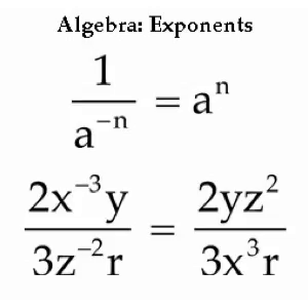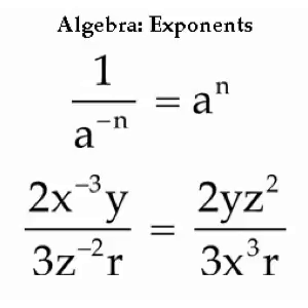Our last example on this podcast is 2x to the negative 3y over 3z to the negative 2r. So the 2 and 3 have positive exponents. They stay where they are, the 2 on top, the 3 on the bottom. The x has a negative exponent, so that goes on the bottom. The y has a positive exponent, stays where it is. The z has a negative 2 exponent, so that's got to go on top. And the r has a positive exponent, so it stays where it is.